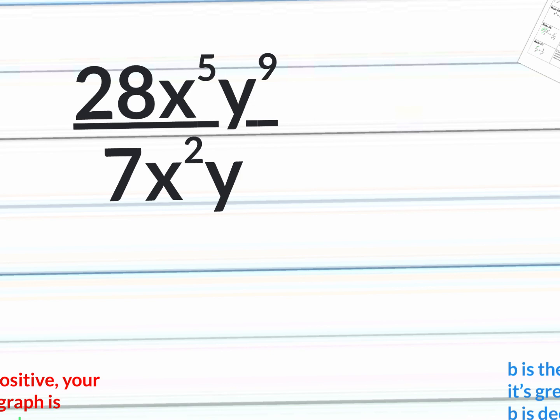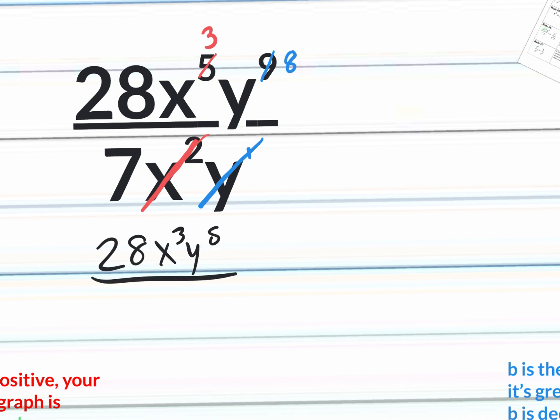We have 5 x's up on top and only 2 on the bottom. So both x's on the bottom completely cancel with 2 of the 5 up on top, leaving you 3 left over up on top. And as for the y's, the 1 y that's on the bottom completely cancels out with 1 of the 9, leaving you 8. So far, that's our answer. 28 x to the 3rd, y to the 8th over 7.